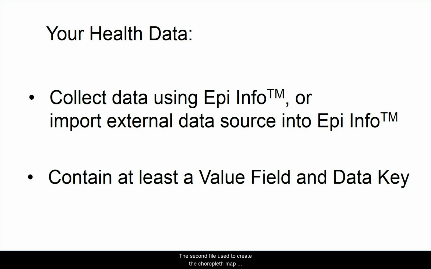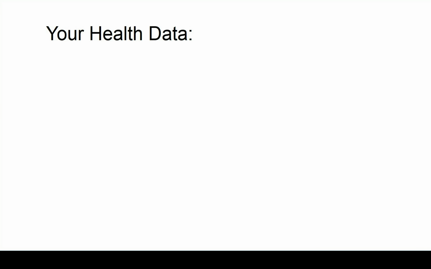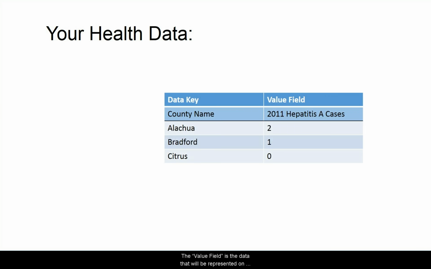The second file used to create the Choropleth map contains the health data that will be represented on the map. This data can either be captured using Epi Info, or a non-Epi Info data file can be imported for use, such as a Microsoft Excel document. At a minimum, this file must contain a value field and a data key. The value field is the data that will be represented on the map. For example, the number of cases of hepatitis A in each county during 2011.